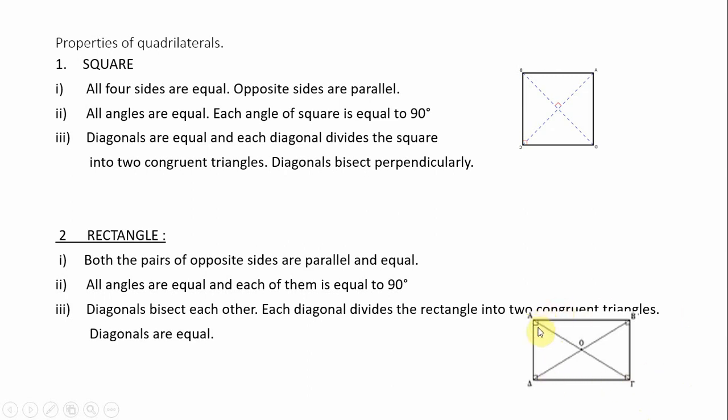You can see this symbol, which is telling you that the angles are equal to 90 degrees each. Now each of the angles is equal to 90 degrees, and here also the diagonals bisect each other. But did you see the bisector with a perpendicular here? No. So they are not perpendicularly bisected. They are just bisected. In the square the diagonals bisect perpendicularly, but here the diagonals do not bisect perpendicularly. No doubt the diagonals are equal in length. They divide it into two congruent triangles. That is also correct.